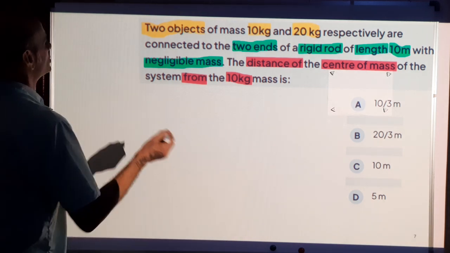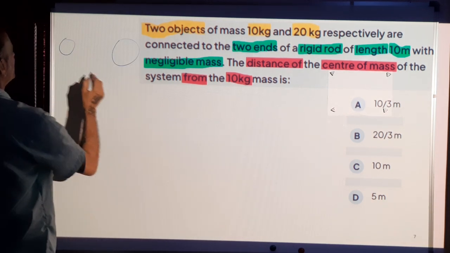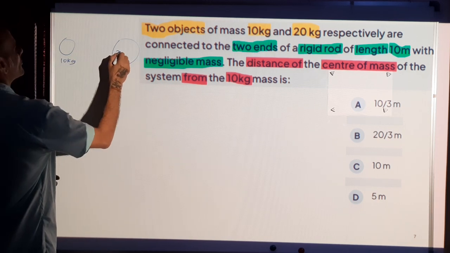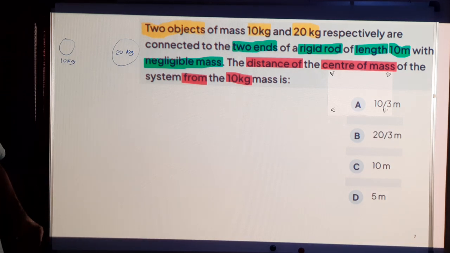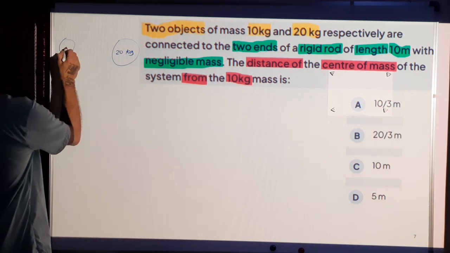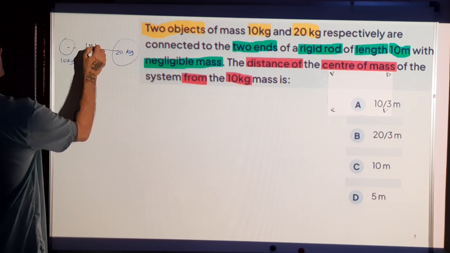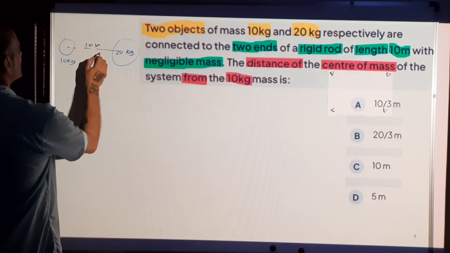This is a simple question. Two objects, 10 kg and 20 kg, connected by a rigid rod of length 10 meters. So the center of mass will be somewhere closer to the heavier mass.